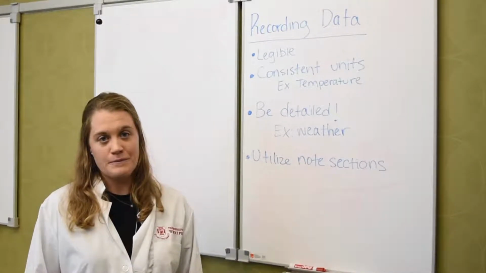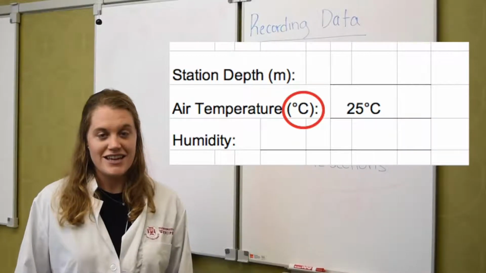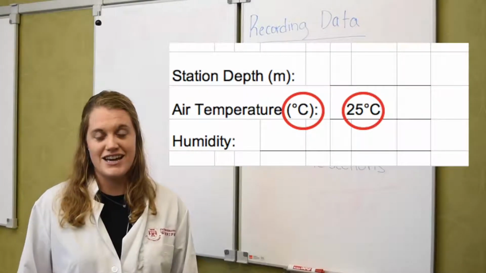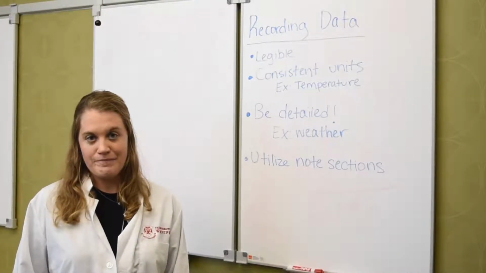The second thing is being consistent with your units. So for example, if you're measuring temperature and you're measuring in Celsius, it's important to keep listing and recording your temperatures in Celsius and not switch to Fahrenheit. It's also important that your colleagues do the same.